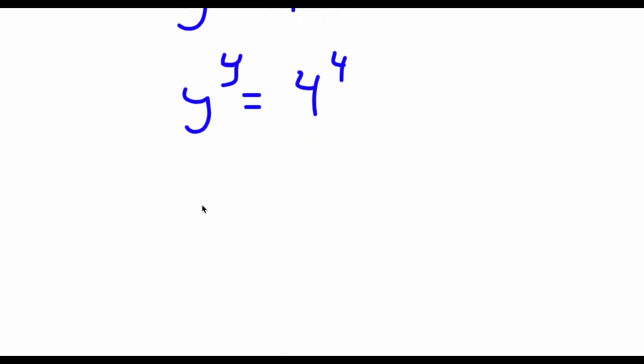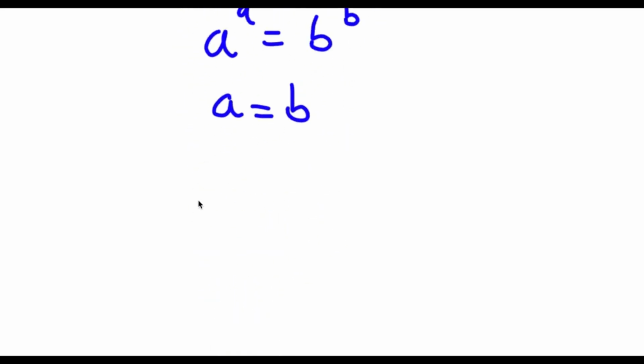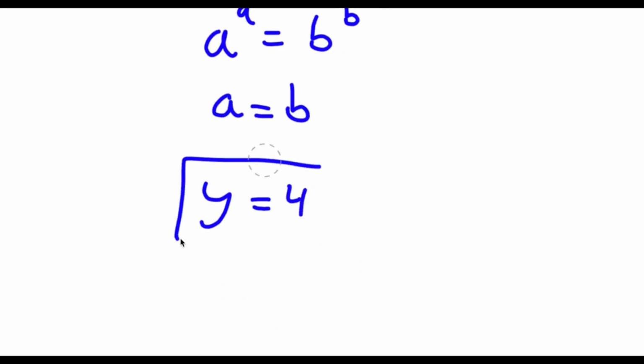Now, if I have something in the form a to the power of a is equal to b to the power of b, then this means that a is equal to b. So in this case, y is equal to 4.